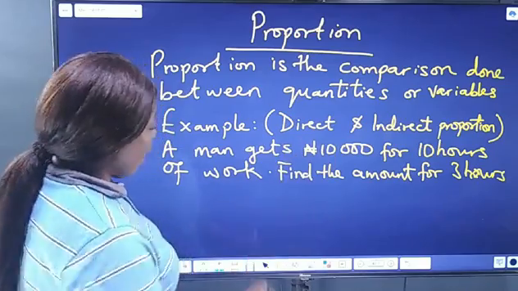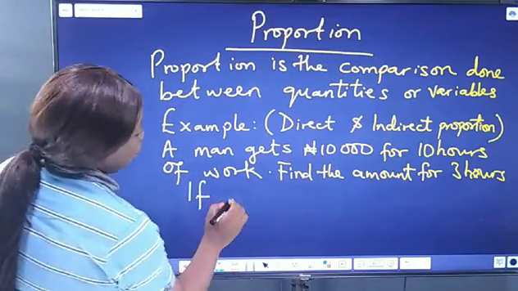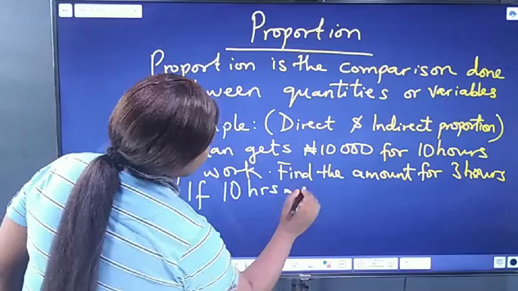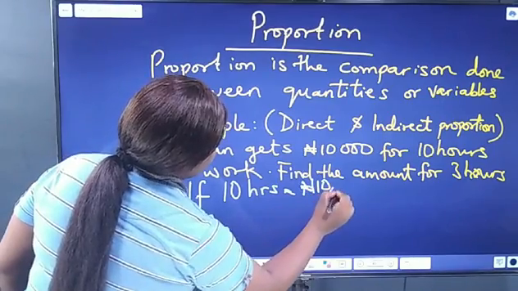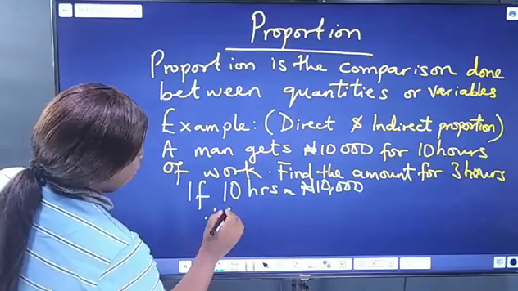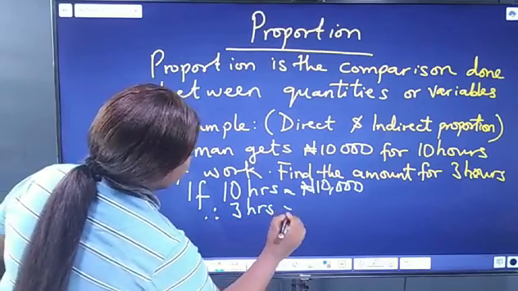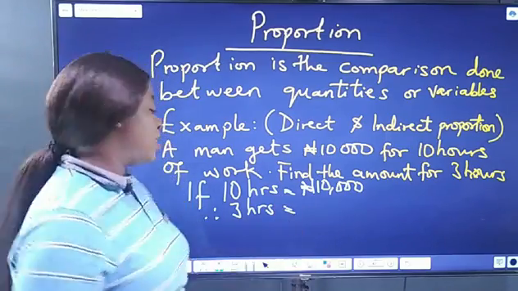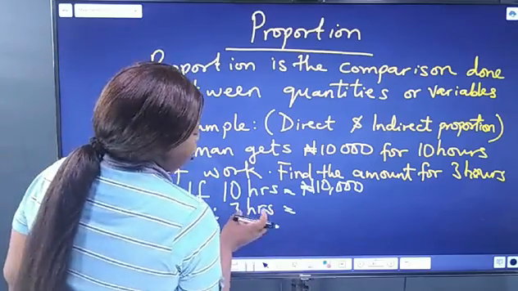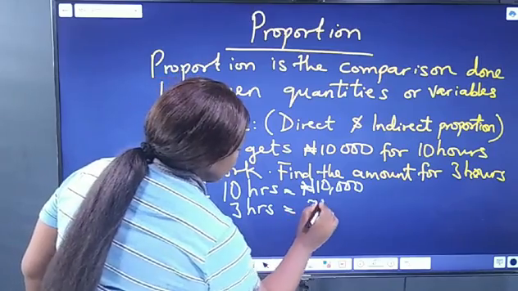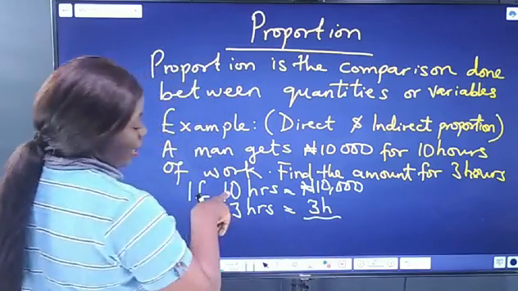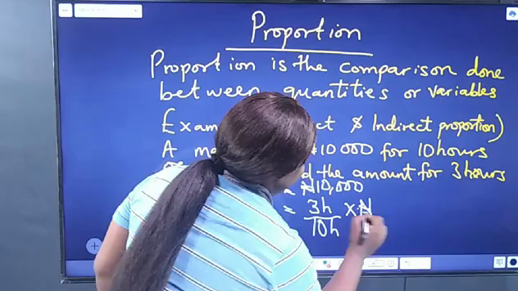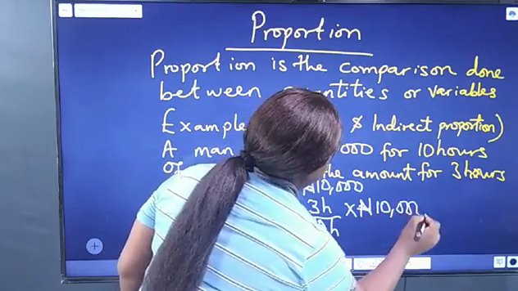So now let's find the answer to this. Find the amount for 3 hours. Now, if 10 hours of work will cost 10,000 naira, therefore 3 hours of work, since it is a direct proportion, because you need to understand before solving it, since it is a direct proportion, just pick your 3 hours divided by 10 hours multiplied by 10,000 naira.